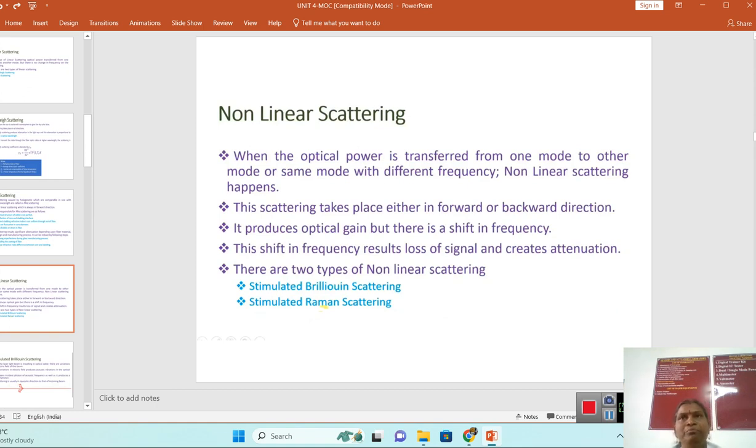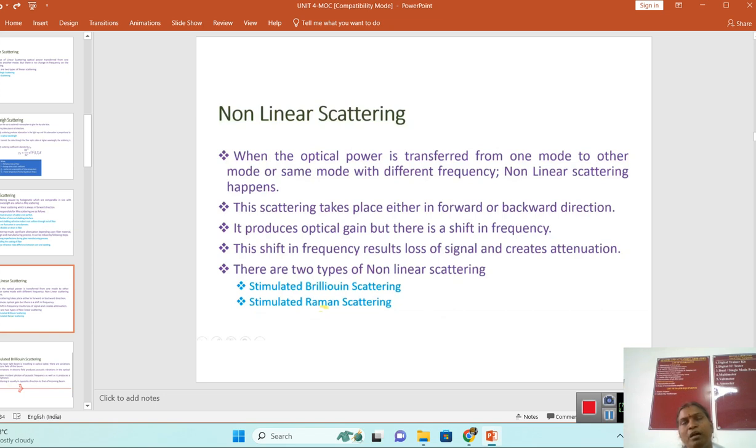The next type of scattering is nonlinear. From the title itself, we can understand the scattering is nonlinear. Here the optical power is transferred from one mode to another mode, or the same mode, with a different frequency. This is the main important point. If we have a different frequency of signal, automatically the type of scattering is nonlinear.